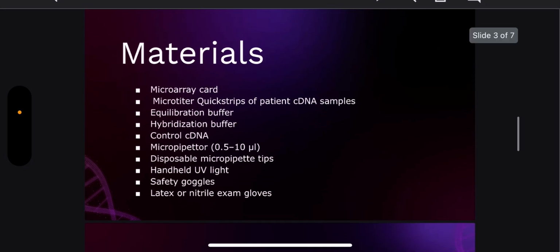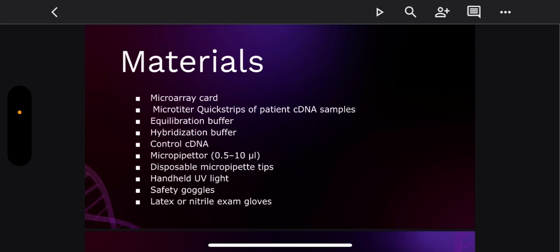The materials used in my experiment were a microarray card, which is the card that we will be using to determine whether or not the genetic mutation has occurred, the quick strip of patient cDNA samples, equilibration buffer, hybridization buffer, control cDNA, micropipetter, disposable micropipette tips, handheld UV light, safety goggles, and latex exam gloves.